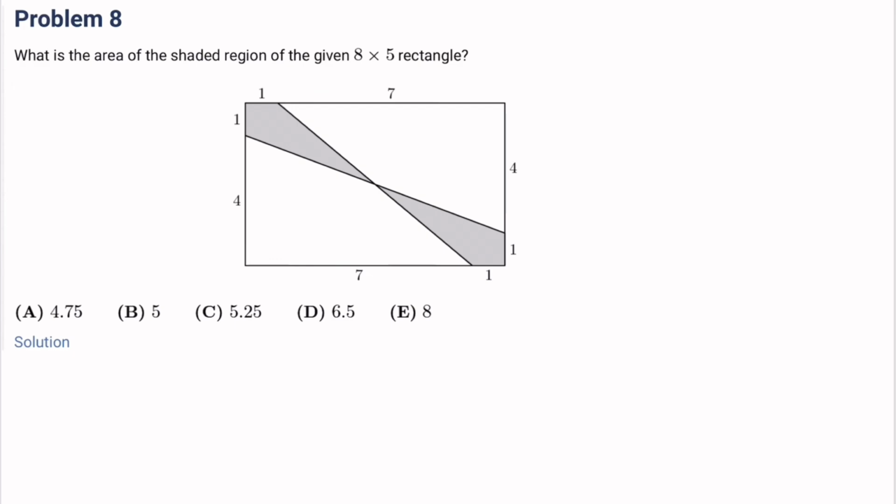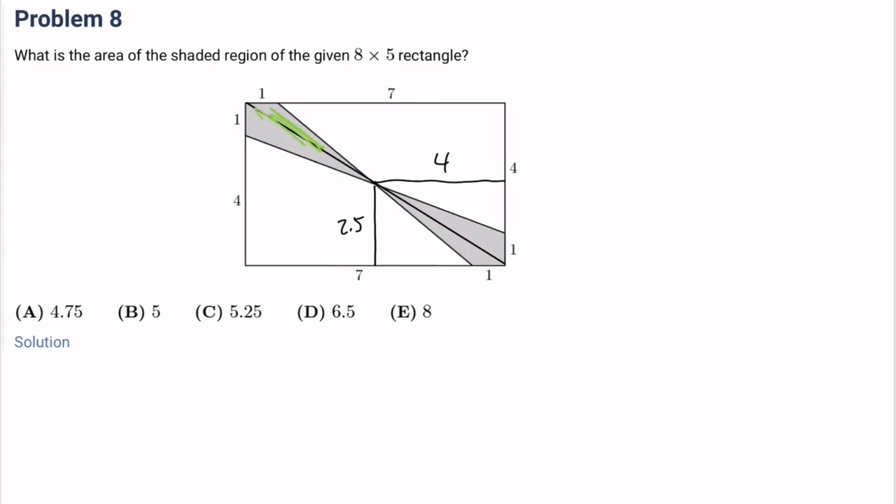Number 8, what is the area of the shaded region of the given 8x5 rectangle? Okay, so since it's an 8x5 rectangle, that means that this much is 5, so half of that is going to be 2.5. And since this whole thing is 8, half of that is going to be 4. And if we just draw a line from one end to the other diagonally, then we are going to get 2 of these red triangles and 2 of these green triangles, right?